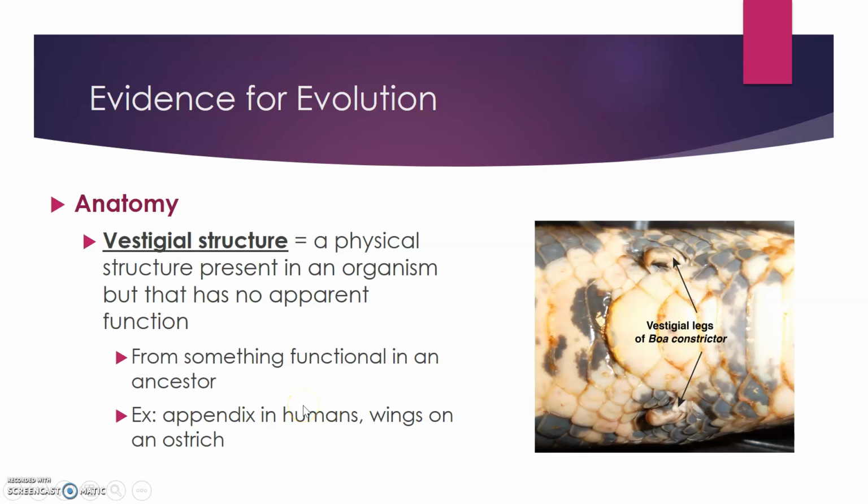And the same thing is observed in humans. We've all heard that our appendix is no longer necessary and it can be easily removed. And it's likely that in earlier organisms, the appendix did have some kind of function, but now it's just a physical organ that humans don't really need anymore. But it was probably important to one of our evolutionary ancestors.